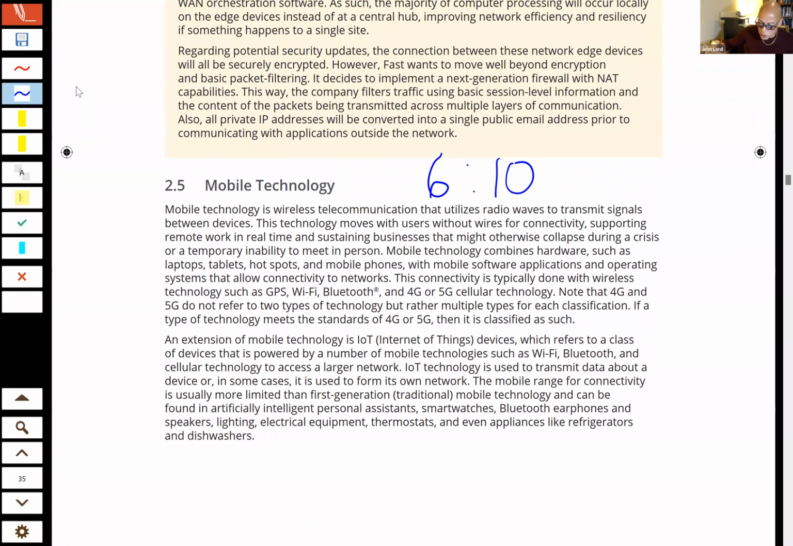Mobile technology is often wireless telecommunication that utilizes signals between devices. Basically, the technology moves with users without wires for connectivity, supporting remote networks in real time, sustaining businesses that might otherwise collapse during a crisis or temporary inability to meet in person. If that sounds familiar to you, I think you know where that's all coming from. And 4G, 5G, Wi-Fi, Bluetooth, we hear about all these different things, you're aware of all those.